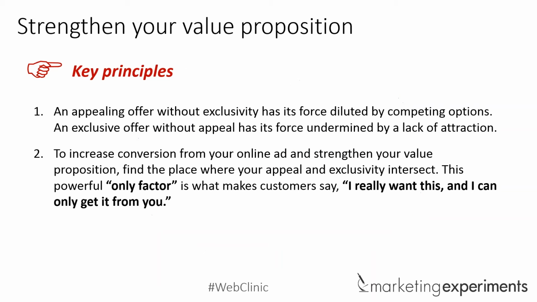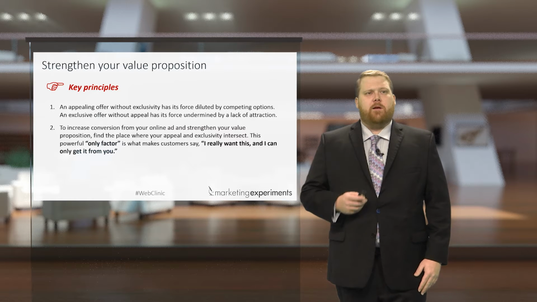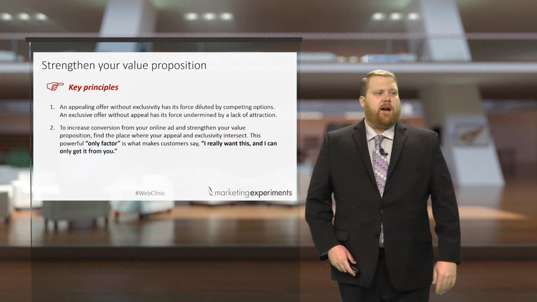I'm going to leave you with the key principle number 2. We talked about the only factor. If you want to increase the conversion, then you have to strengthen that value proposition. And the way you strengthen that value proposition is by finding the only factor, which is where appeal and exclusivity come together to make a very powerful claim. You want people to say, I really want this. I can only get it from you. I'm definitely going to click on this ad, or I'm definitely going to move through this web page, whatever it may be. So look for that only factor within your business.